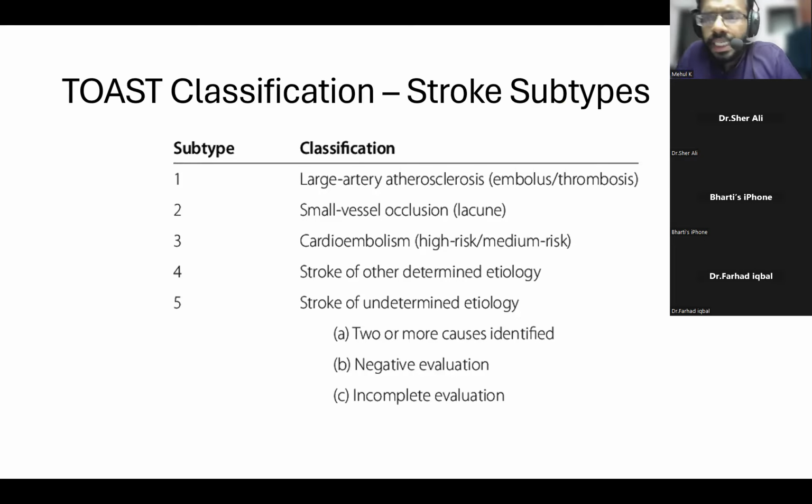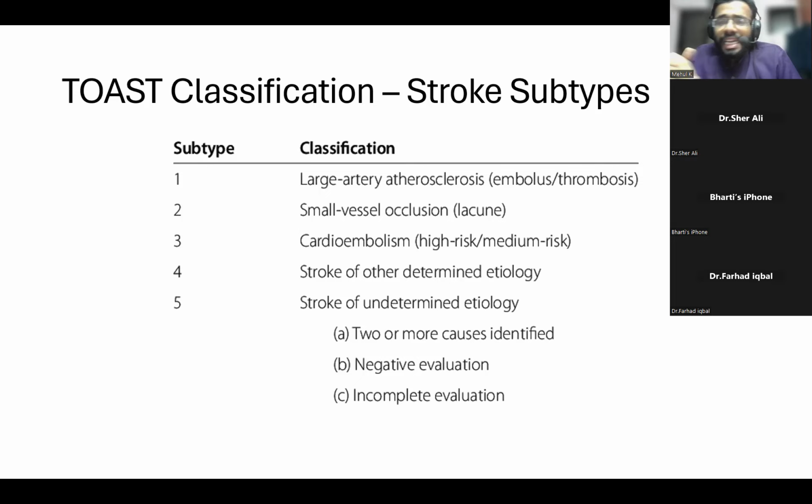So, stroke can be further subclassified by something called the TOAST classification. Basically, you can have large vessel occlusion, large artery atherosclerosis. You can have occlusion of very small vessels. We come to the anatomy of the blood vessel in a little bit. Those are called lacunar strokes. You can have cardioembolic strokes originating from the heart, or you can have strokes of some other etiology. And sometimes, despite extensive evaluation, you are not able to actually find out the etiology of the stroke. So that can also happen.